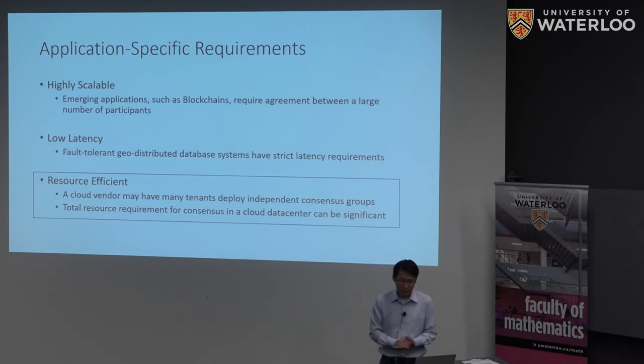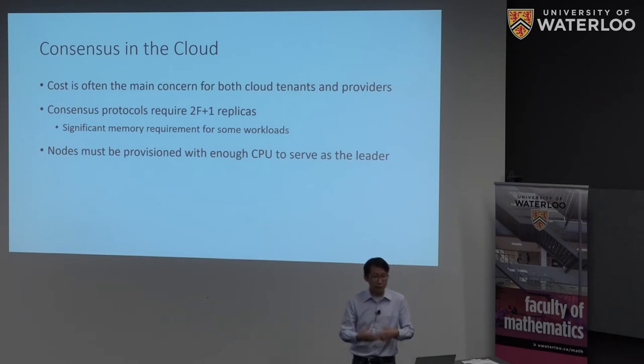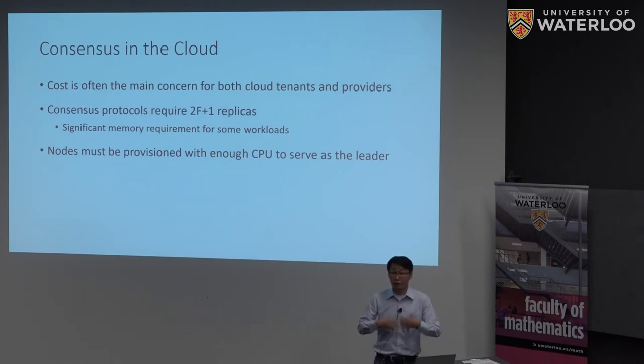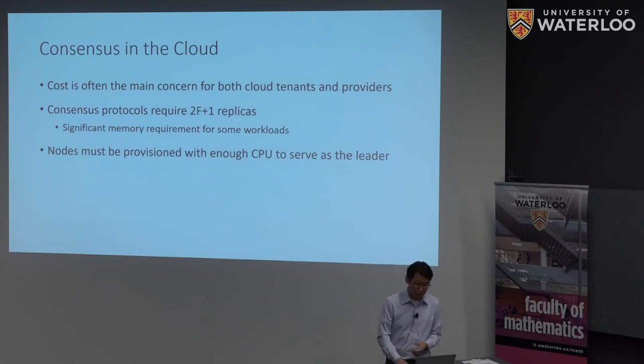So the last system that I want to talk about briefly is our resource-efficient consensus protocol for the cloud. Okay, so when we're talking about consensus in the cloud, cost is often the main concern for both cloud tenants and cloud providers. The need for 2F plus 1 replicas can be quite costly, especially if the value of F is quite large, or if the cloud provider is actually hosting a large number of consensus groups. What's more, each node, as I mentioned earlier, must be provisioned with enough resources to become the leader, even though it might spend its entire lifetime as a follower.